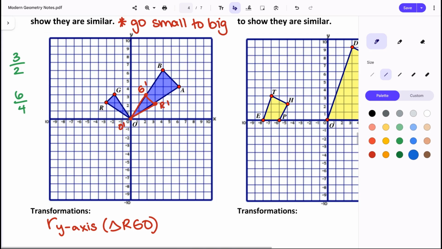So what scale factor happened here? 2. So I'm just going to write there scale factor of 2 because I have to multiply 3 and the 2 by a 2 to get to 6 and 4. And I just need to write that down here.